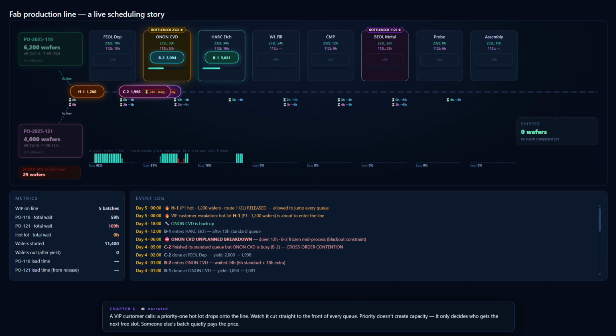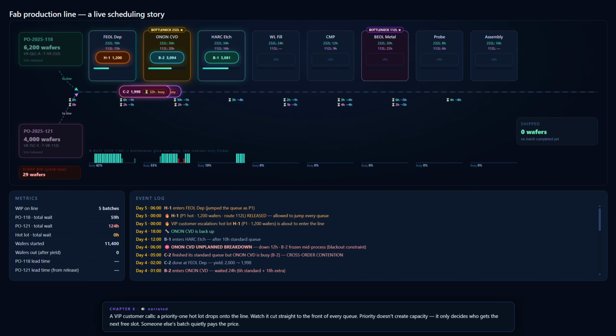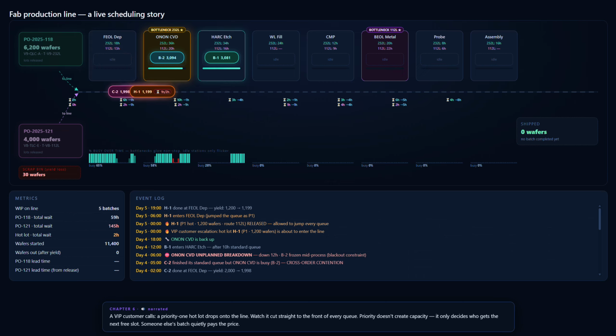A VIP customer calls, a priority one hot lot drops onto the line. Watch it cut straight to the front of every queue. Priority doesn't create capacity. It only decides who gets the next free slot. Someone else's batch quietly pays the price.